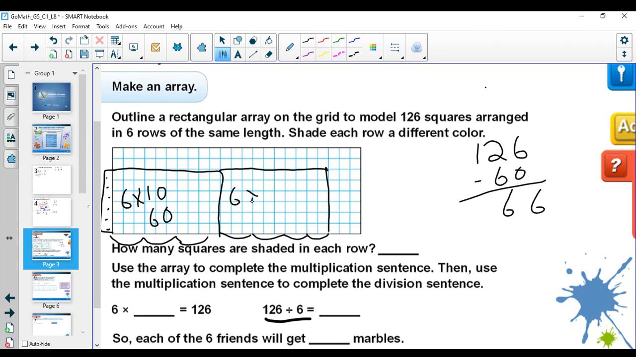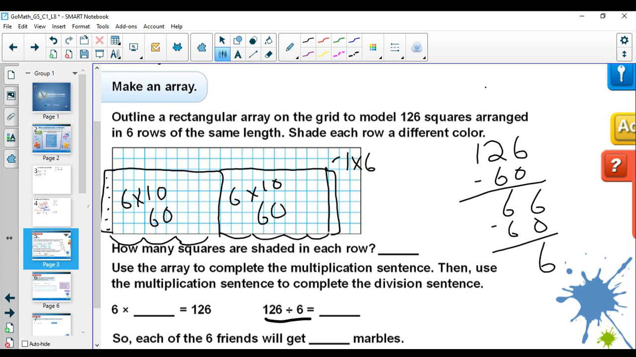So 6 by 10, if I counted up all of those squares, that's what I would see. And 6 times 10 equals 60, right? So I fair shared those 60 marbles between Joel and his friends. And now I have 6 marbles remaining. Well, that means that everybody gets 1 more marble, right? So this one right here is 1 times 6.